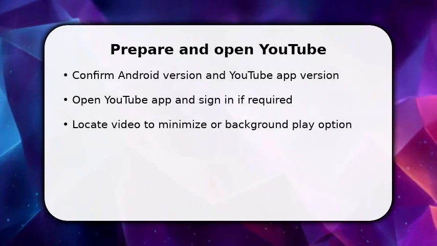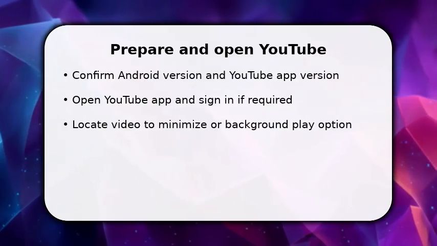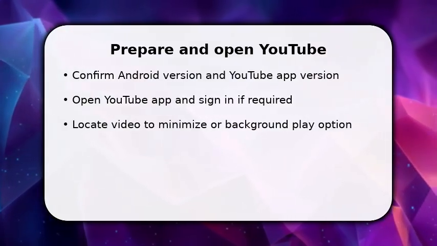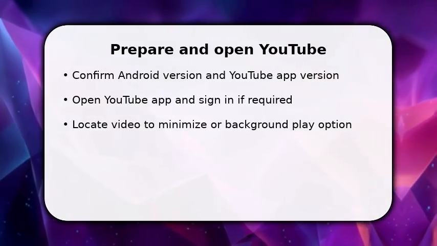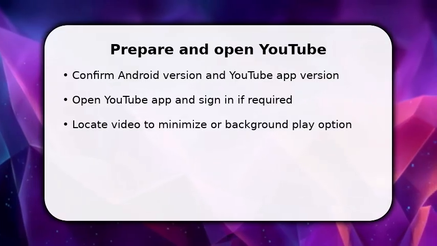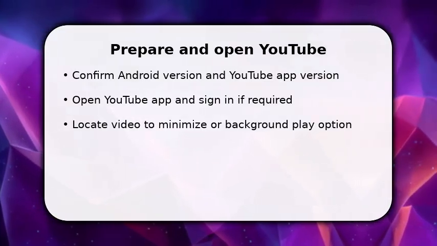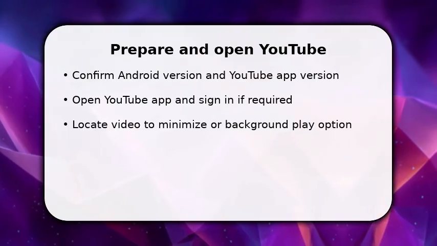You start by checking that your Pixel runs a current Android build and the YouTube app is updated. This avoids unexpected behavior. Open the YouTube app and sign in if you want personalized playback controls. Find the video you plan to minimize and start playback so the controls appear.